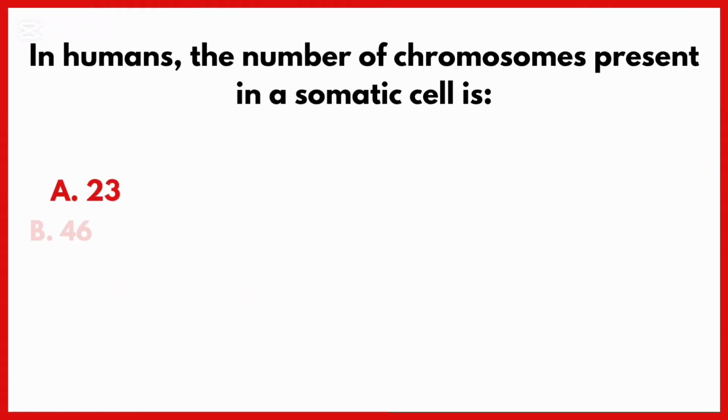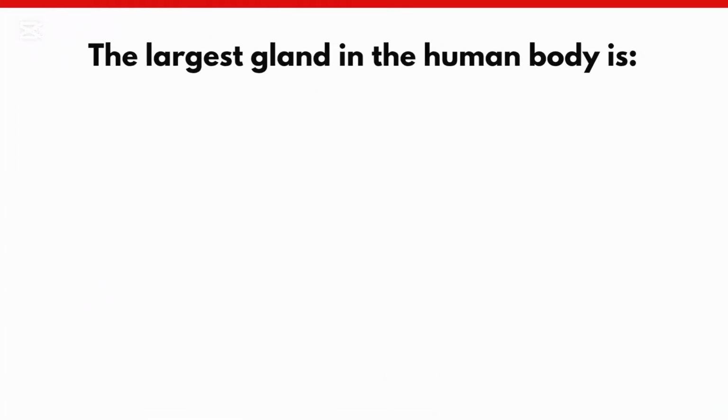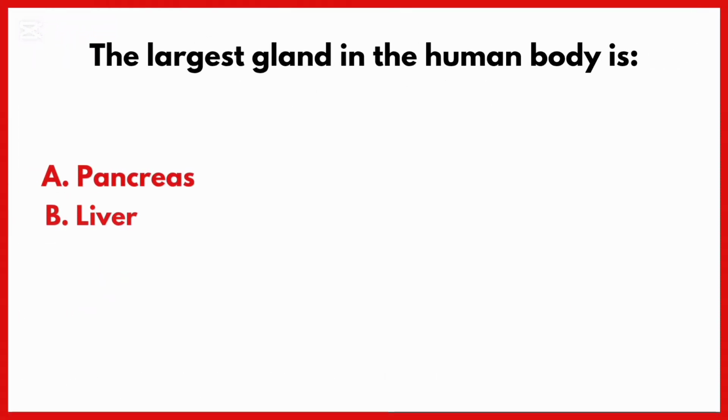In humans, the number of chromosomes present in a somatic cell is. Correct answer is option B, 46 chromosomes. The largest gland in the human body is. Correct answer is option B, liver.